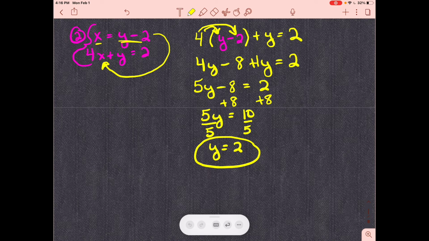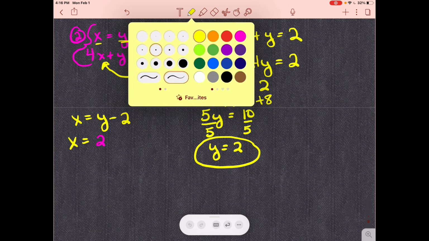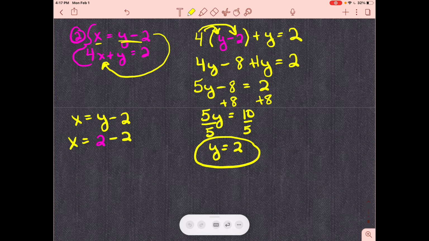If I know that y equals 2 and I say x equals y minus 2, then I'm going to say x equals 2 minus 2, which is 0. X equals 0. If I had chosen the other one, that would be fine.